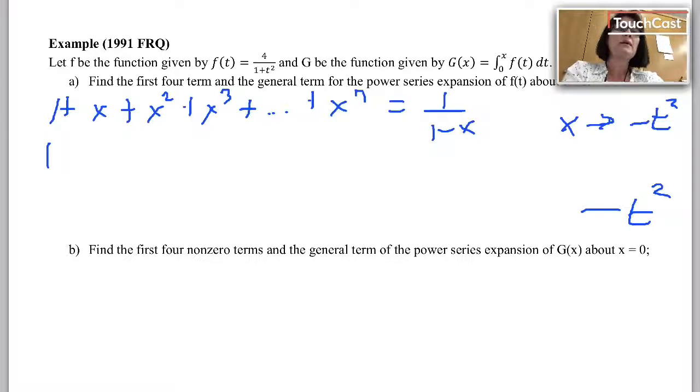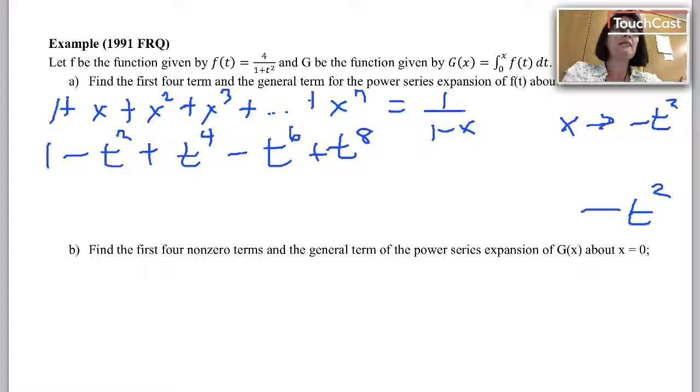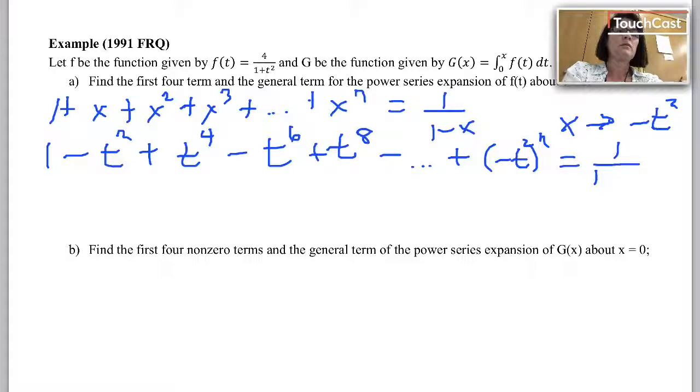It's going to be 1 minus t squared plus t to the 4th minus t to the 6th plus t to the 8th minus dot dot dot, plus negative t squared to the n, which is going to equal 1 over 1 plus t squared.